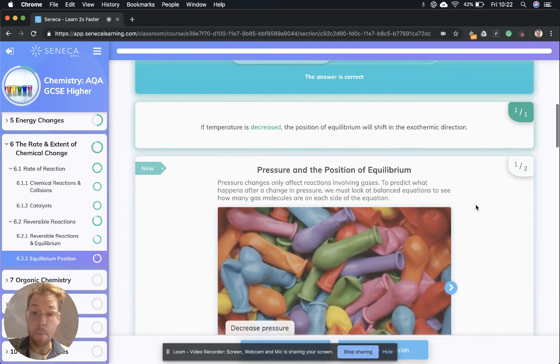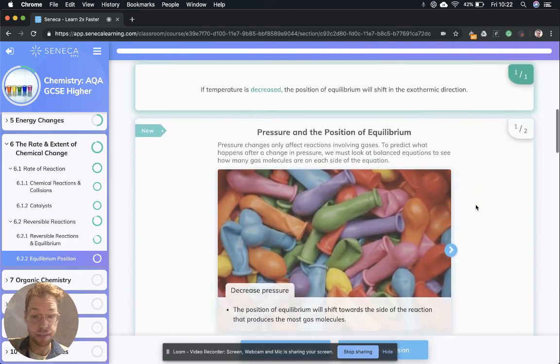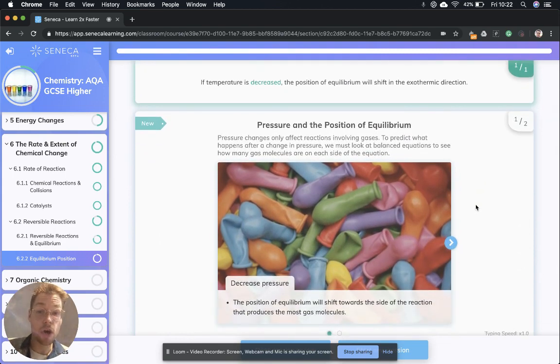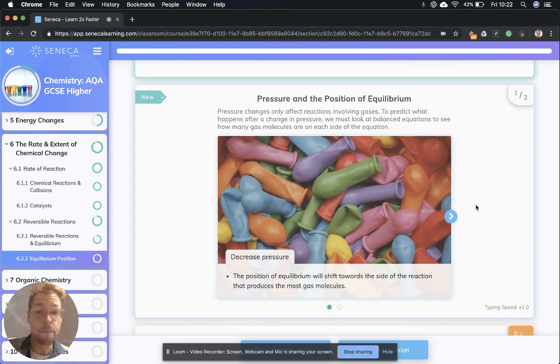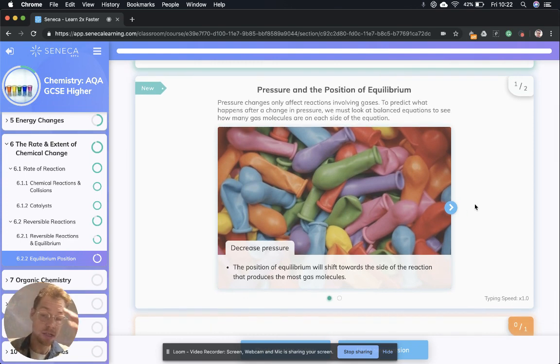Next, we need to talk about pressure and the position of the equilibrium. Pressure only affects reactions involving gases. And to predict what happens after a change in pressure, we need to look at a balanced equation to see how many gas molecules are on each side, okay? So if we decrease the pressure, the position of the equilibrium will shift towards the side of the reaction that produces the most gas molecules, because we want to get that pressure back, okay?